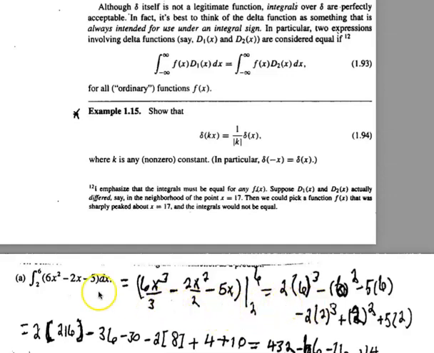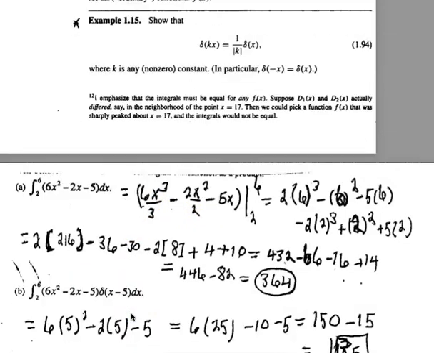You go through the integration, where the integral of a sum is the sum of the integrals. So the integral of 6x squared is 6x cubed over 3. And the same follows for those two values. And so you get that the final value then is 364.